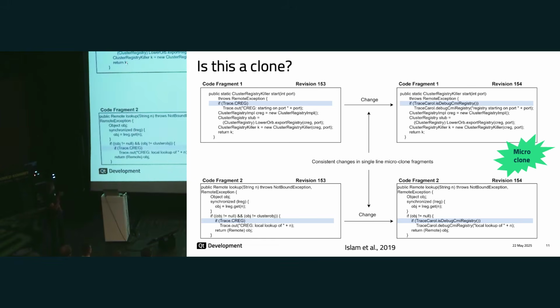On the left-hand side, we see two fragments. As you can see, they're completely different, except for this symbol expression highlighted, trace.crec. Now, in the version history, you can find a commit that changed those two fragments together by replacing the very same expression by the same expression on the right-hand side. So apparently there is some semantic relation between them, and then you can make an argument that they're also clones, but they're tiny. They're called microclones here. They could still be of interest.